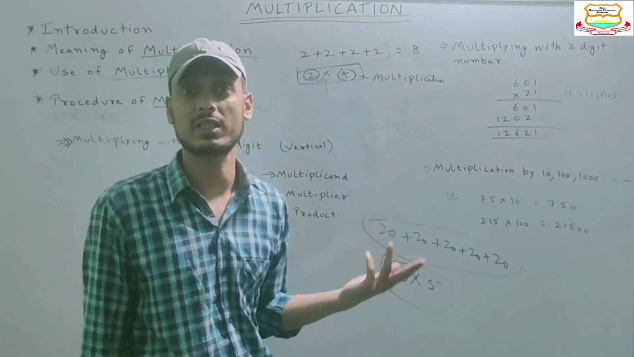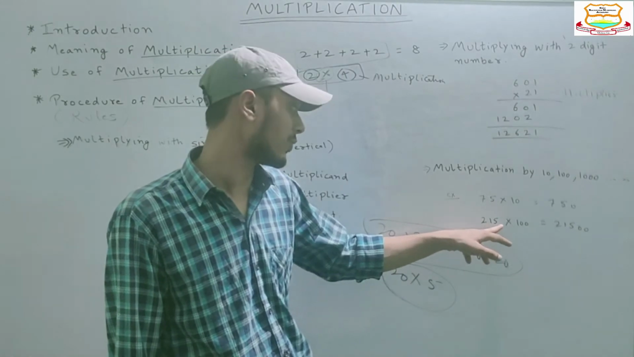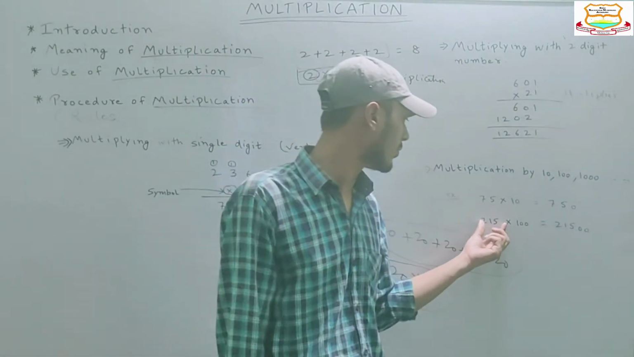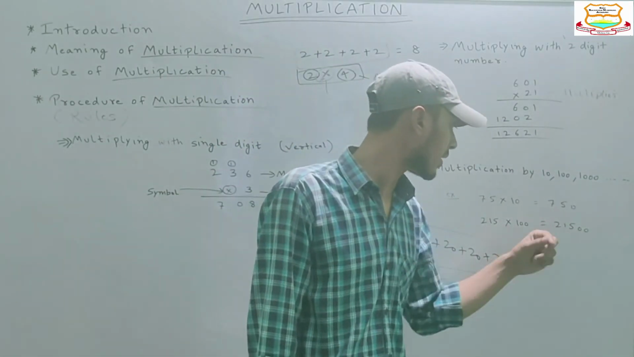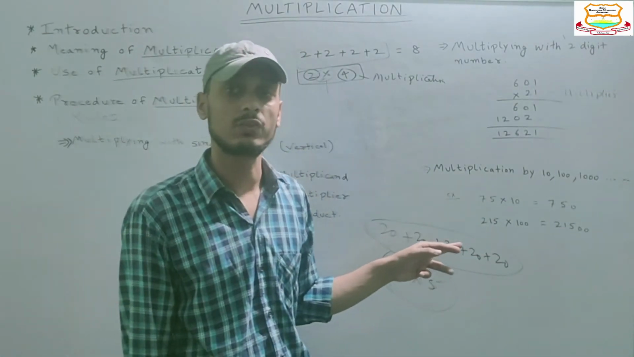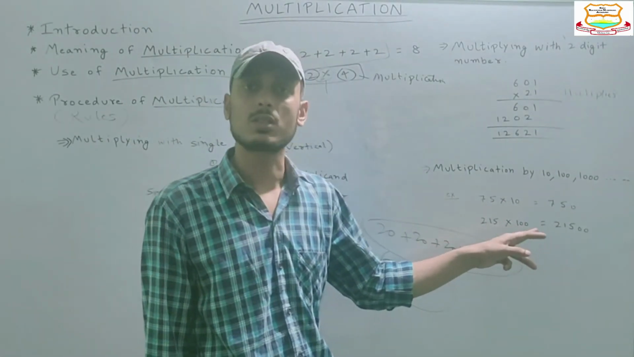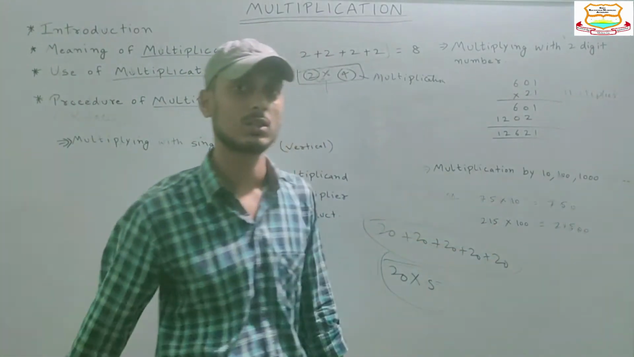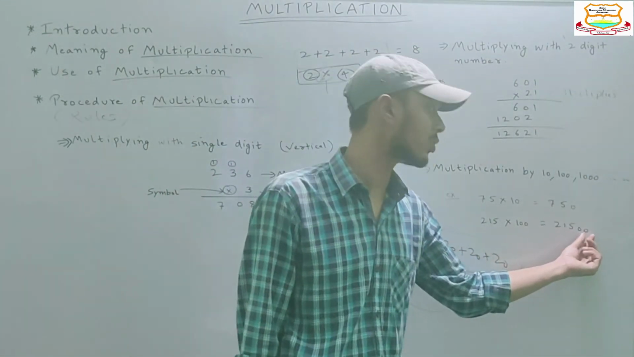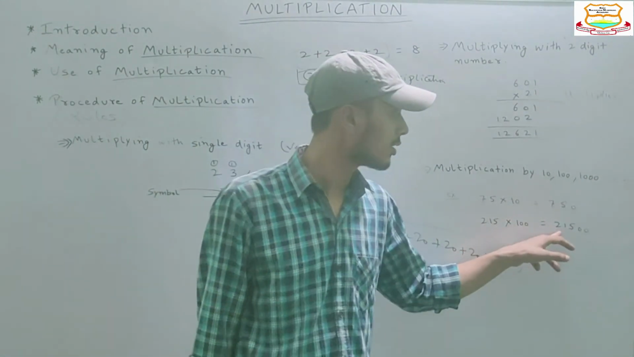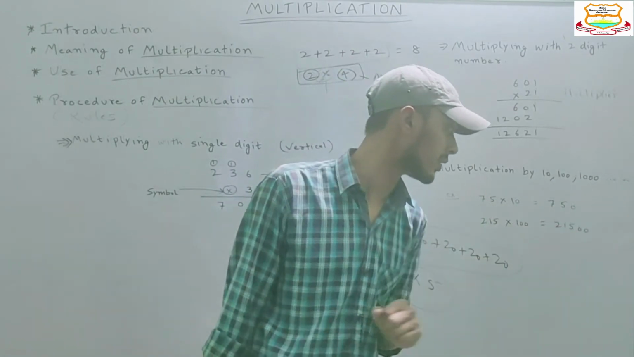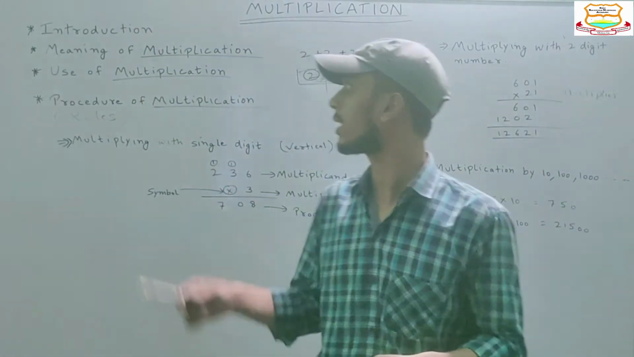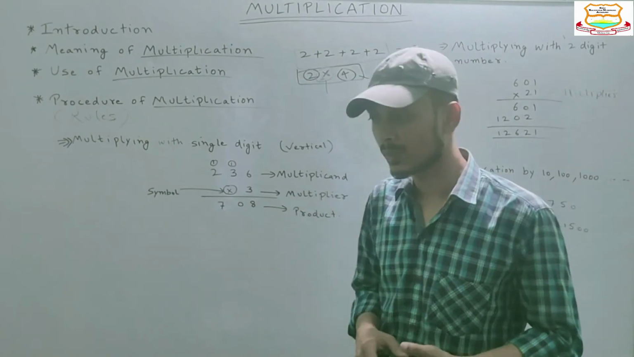Now let us see another example. 215 into 100. We have to write 215 and after that count the number of zeros in the multiplier. How many zeros are there? 2 zeros. Then we need to put 2 zeros after that number. The answer will be 21,500. Got it? So I hope you all have understood whatever I have taught today about multiplication.